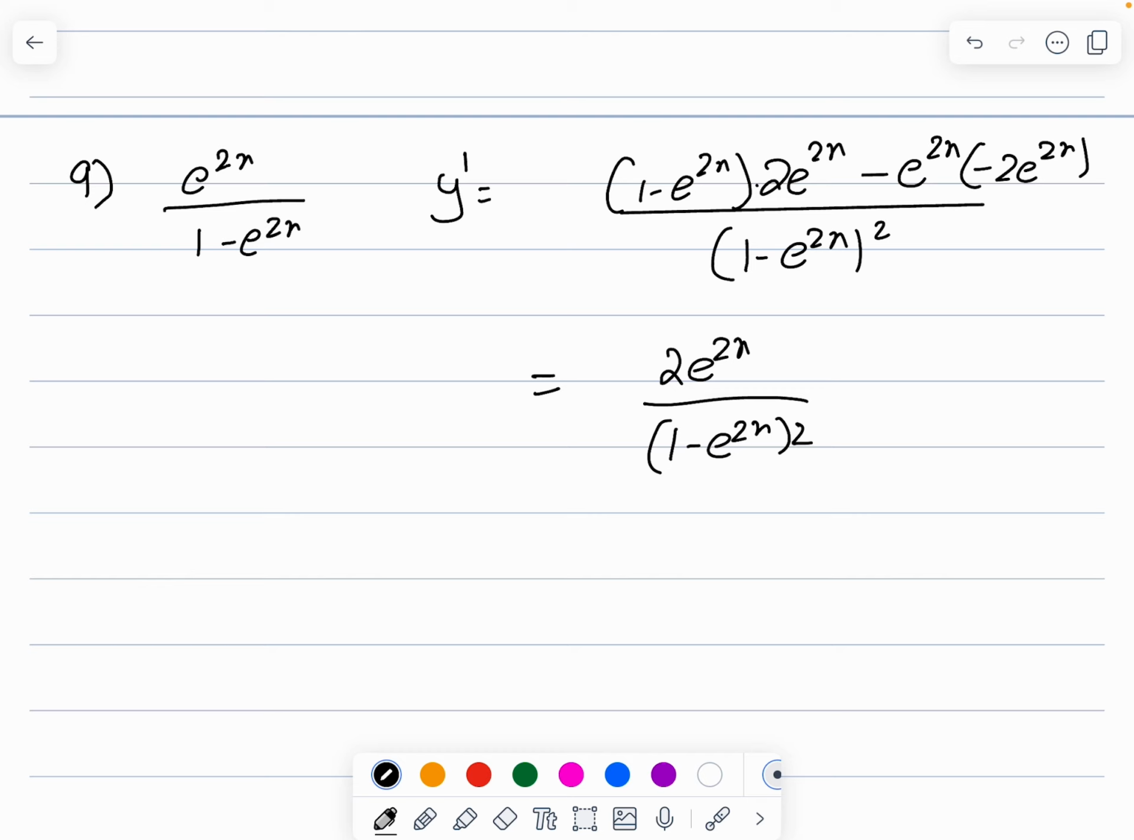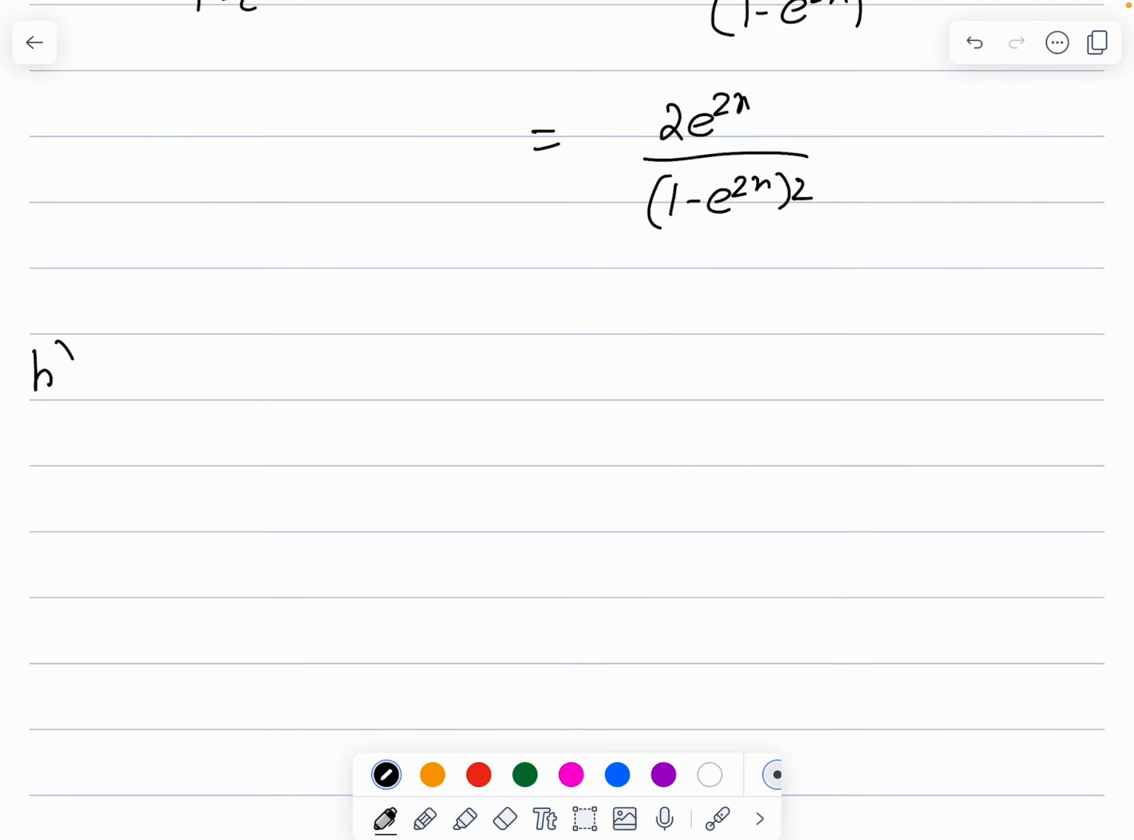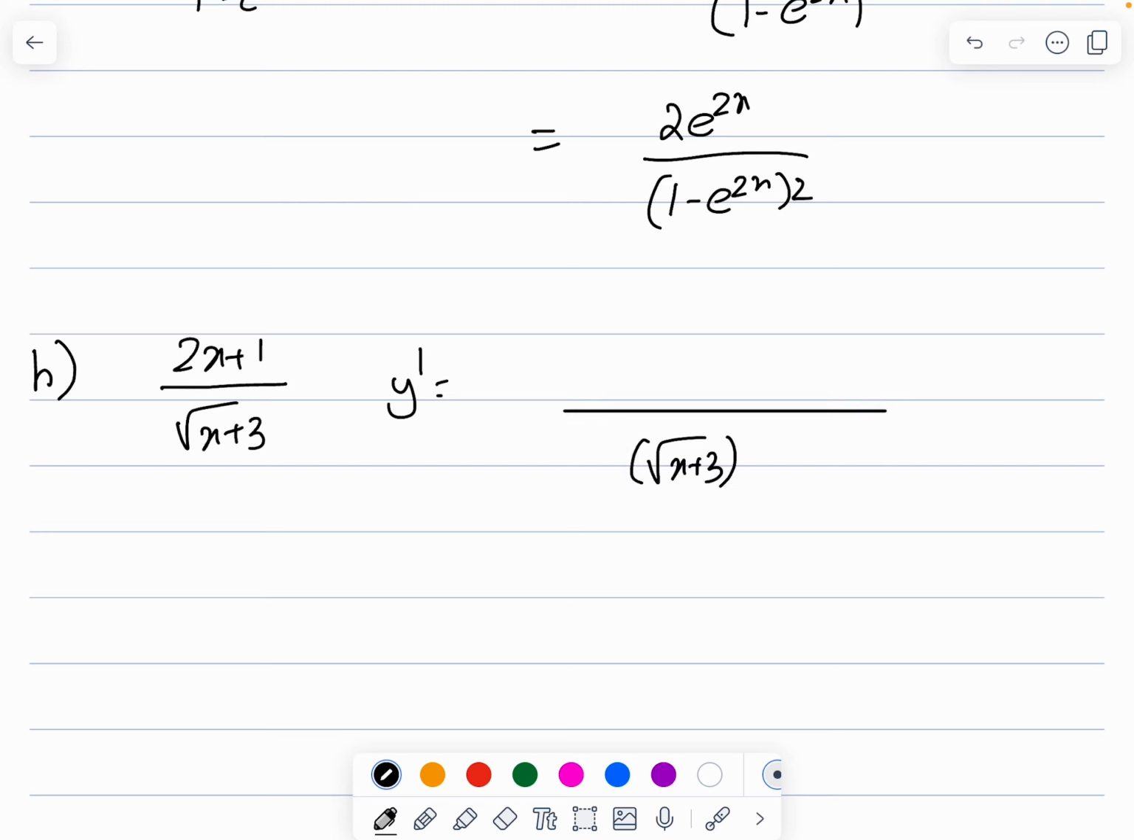So coming to the next question, part H, 2x plus 1 divided by square root of x plus 3. So y prime equals (square root of x plus 3) whole square in the denominator, square root of x plus 3 times the 2x plus 1 derivative, which is 2, minus 2x plus 1 as it is, times the square root of x plus 3 derivative, which is 1 upon 2 square root of x plus 3. Every time, square root of x plus 3 derivative is 1 upon 2 square root of x.